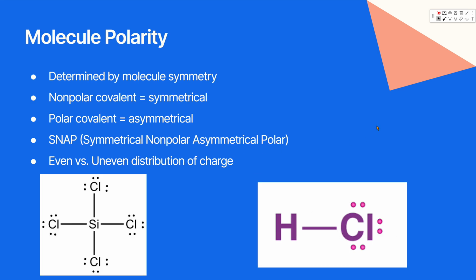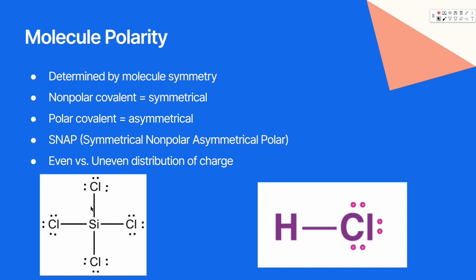My molecule polarity is determined by the symmetry of the molecule. Nonpolar covalent molecules have a symmetrical shape, while polar covalent molecules have an asymmetrical shape. You can use SNAP, or symmetrical, nonpolar, asymmetrical, polar, to understand this better. This also has something to do with the even versus uneven distribution of charge.